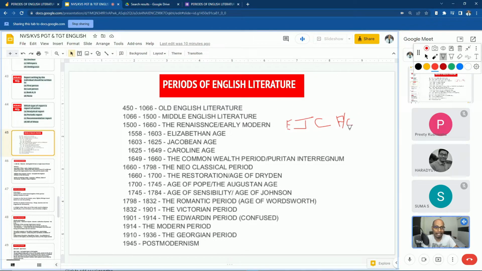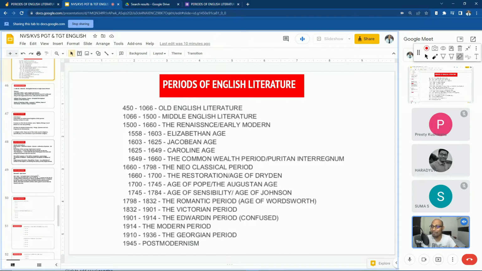So what is the acronym? EJCP. EJCP or EJCC. Elizabethan period, Jacobean period, Caroline period, and Puritan interregnum. In that way only you can remember.